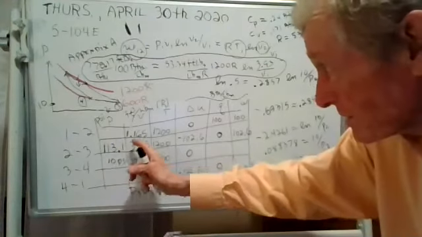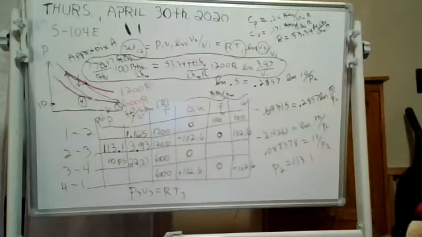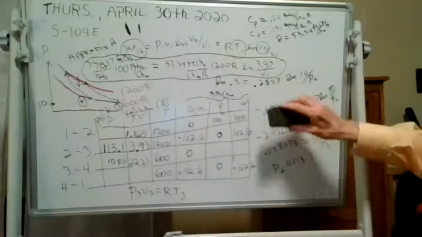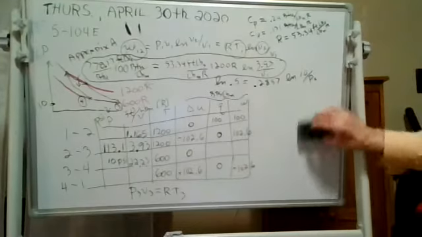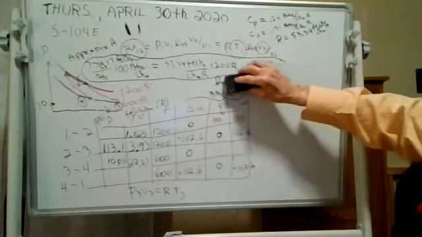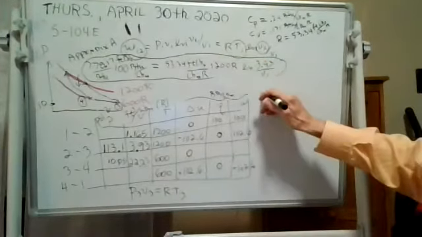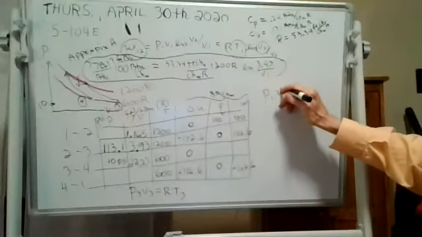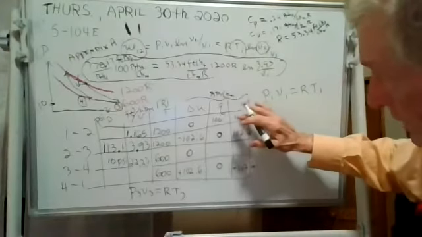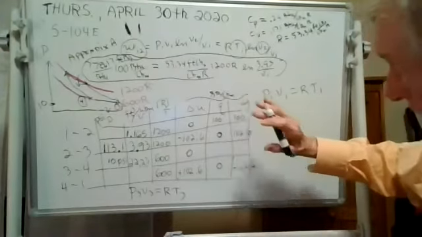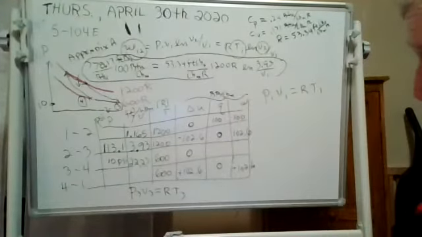Hey, looky here, guys. P1V1 equals RT1. If I only had some room, how about over here? Look at all this room I got over here. Look here, P1V1 equals RT1. Now this time, Kristen, don't forget to put the 144 in there. You got to put a 144 in there in order for the thing to work.